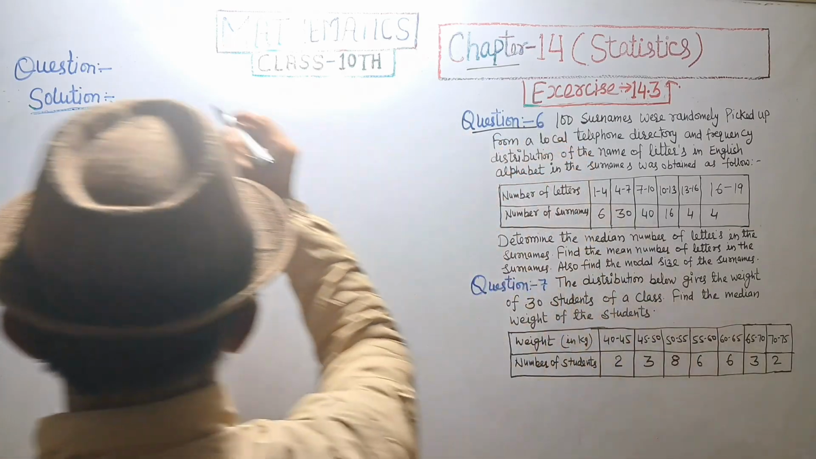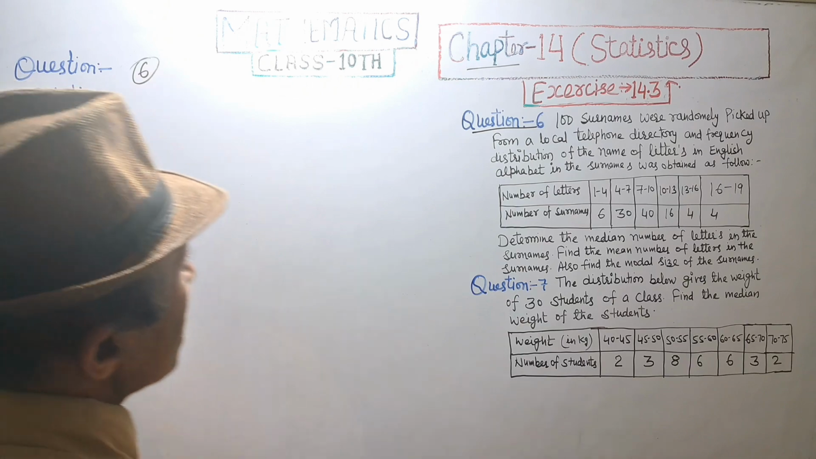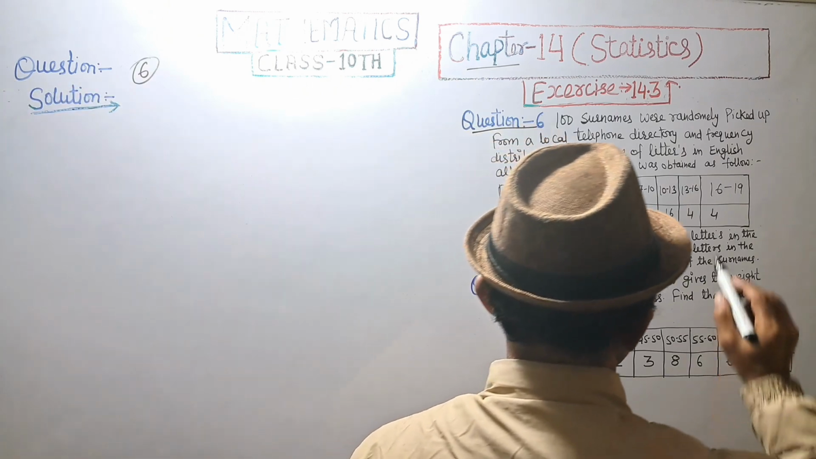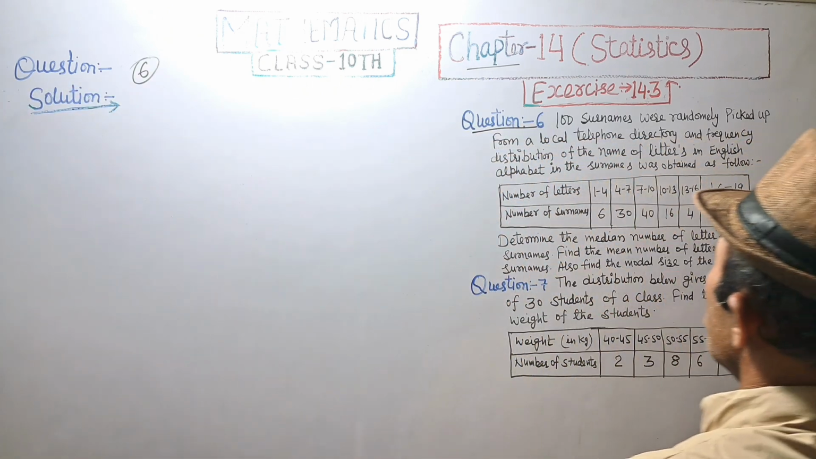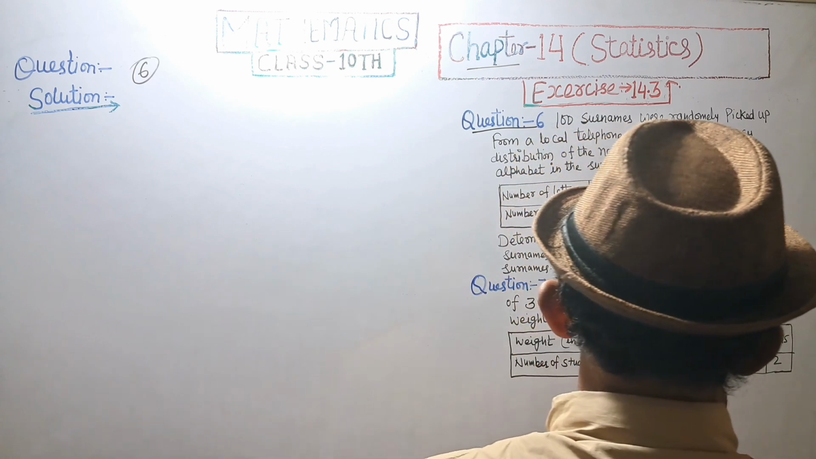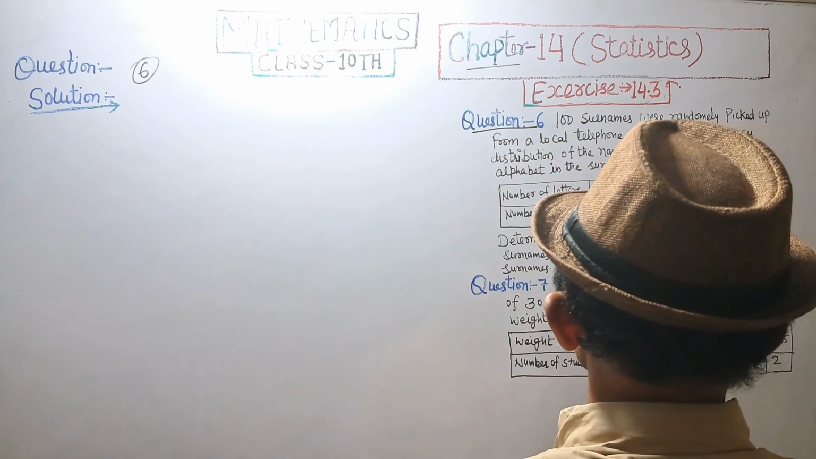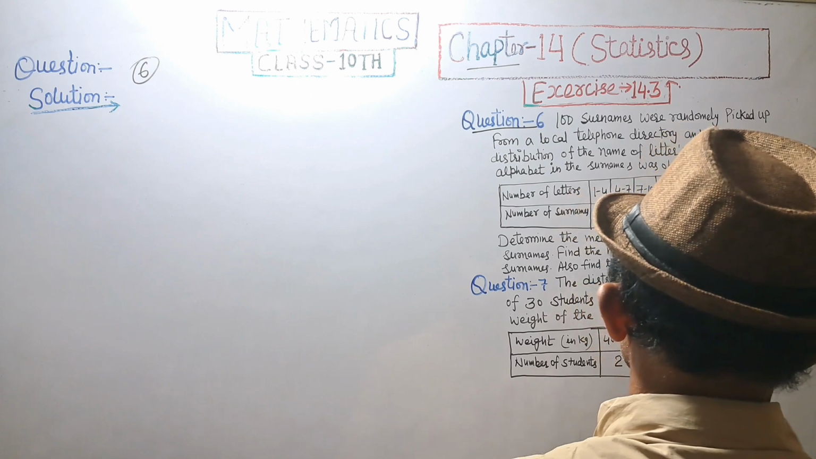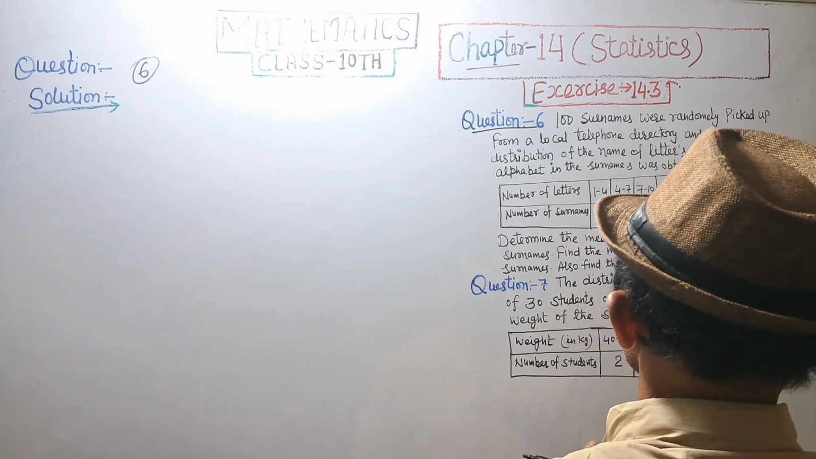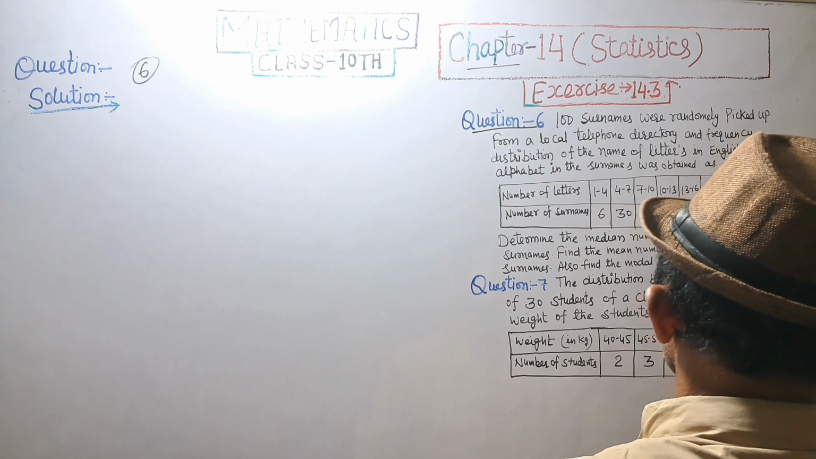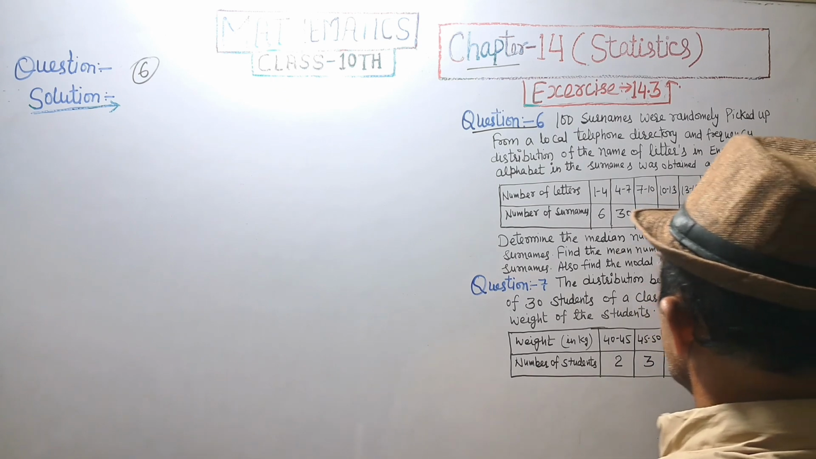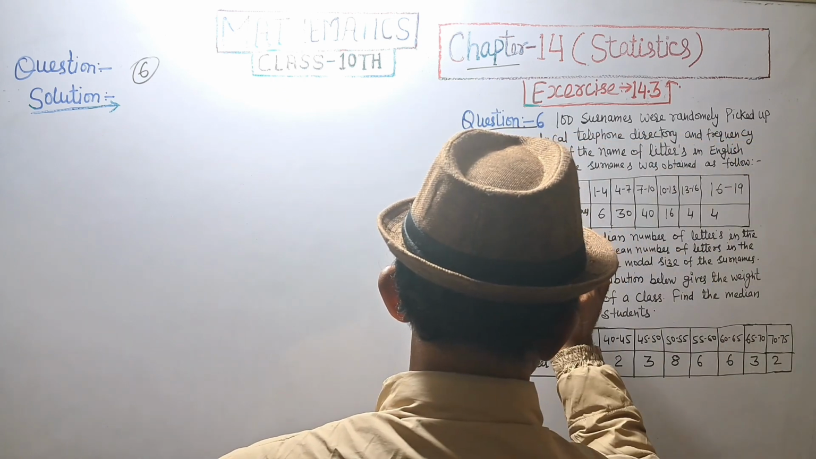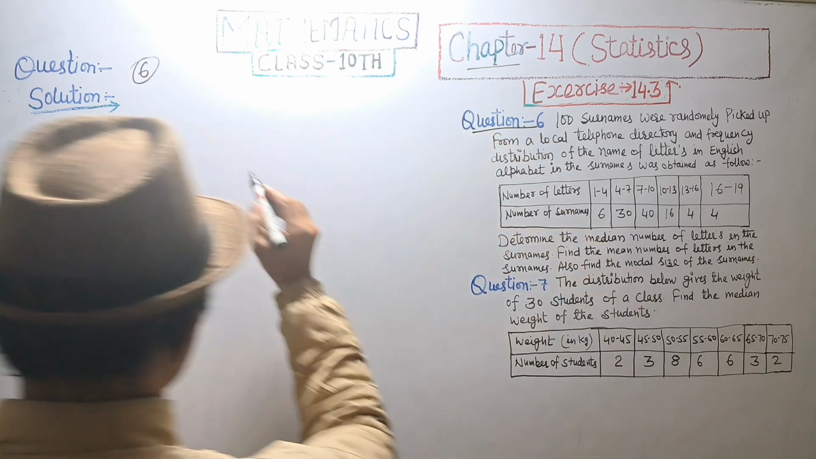Question number 6. 100 surnames were randomly picked up from a local telephone directory, and the frequency distribution of the number of letters in the English alphabet in the surnames was obtained as follows. Number of letters and number of surnames.